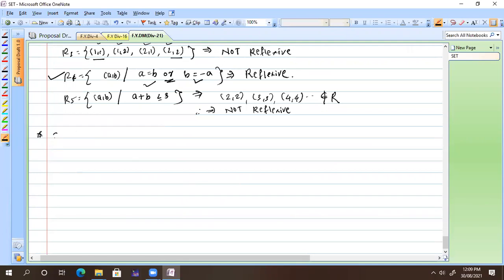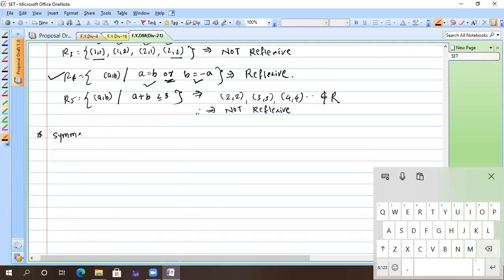The second type, symmetric and anti-symmetric. First we are going to see what is symmetric, then we are going to see what is anti-symmetric. Now I'm going to give you a definition. You just think on that and give me the answer.